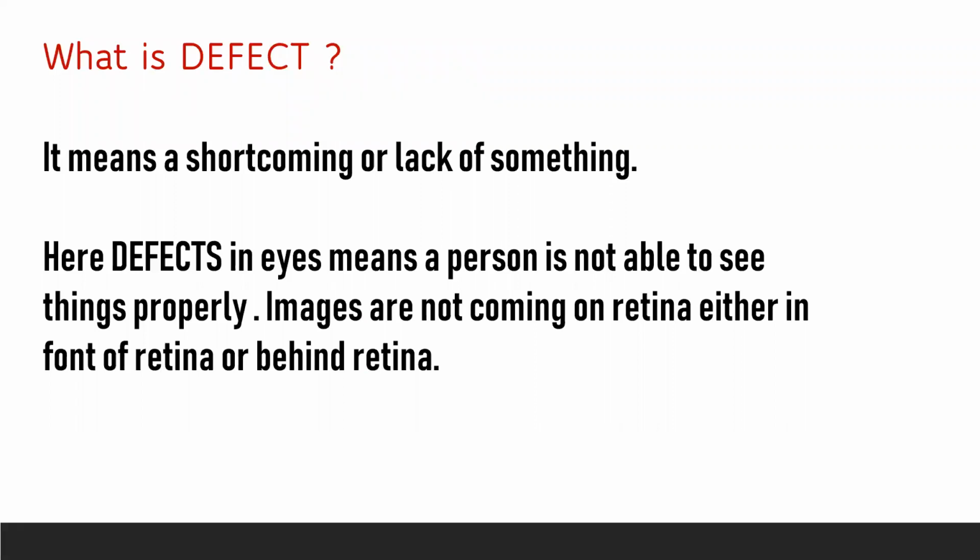So what is happening here is that the images are not coming on the retina. Retina is the screen of the eye. I told you the retina is the screen of the eye, where we get the proper image of the things we want to see. But whenever that doesn't happen, the image is coming either in front of the retina or behind the retina, and then these types of defects occur, right?